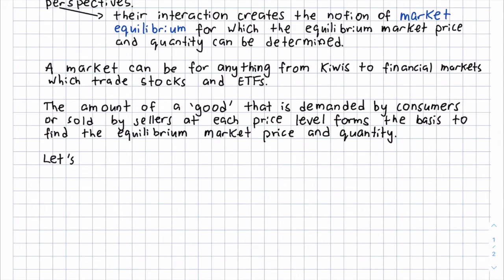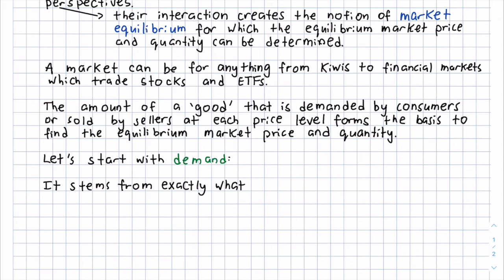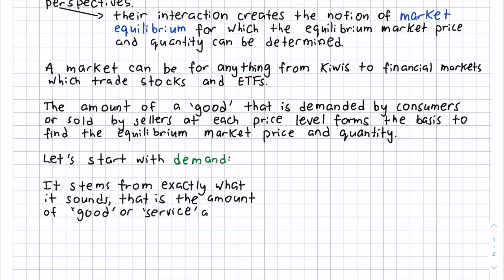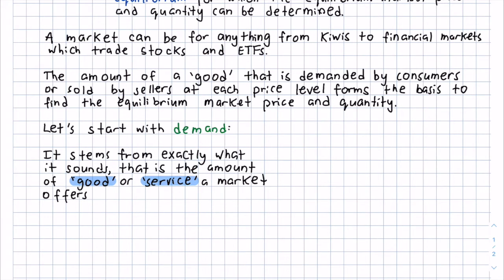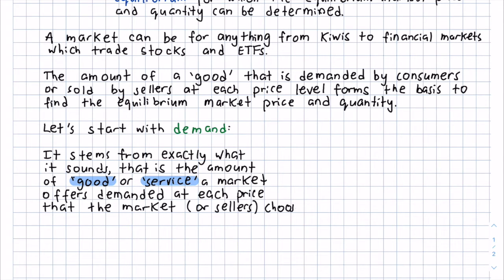So I'm going to start here with the demand side, since it's a little bit easier to start from the demand side. Demand stems from exactly what it sounds like. It's the amount of good or service that's demanded at each price that the market or sellers choose. Essentially this means that the amount of good or service a market offers is chosen by the buyers based on the price level.